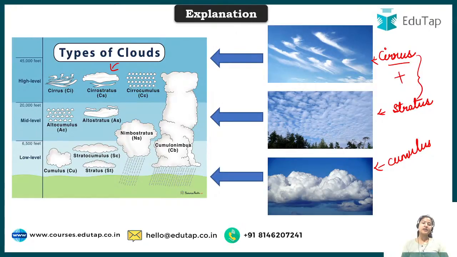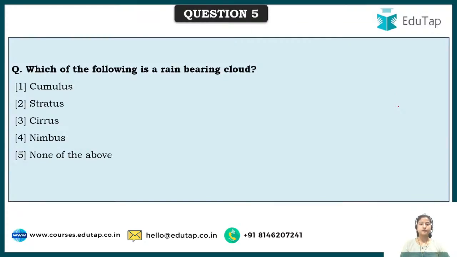Other examples of high level clouds are cirrus and cirrocumulus. And cirronimbus has its base at a low level, but it extends pretty much high above. Okay, now comes question number 5, which says which of the following is a rain bearing cloud.